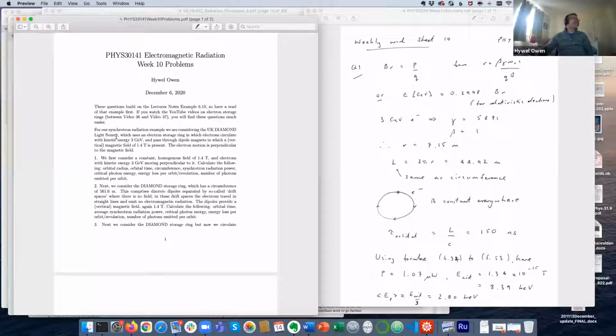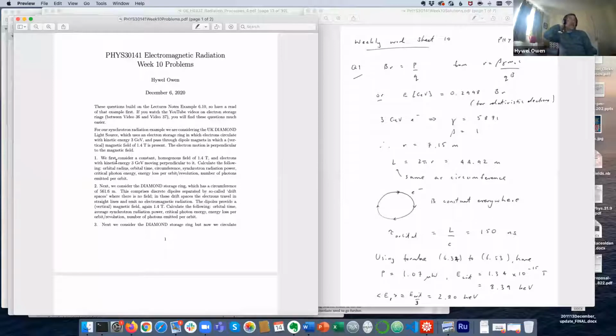Now in question 1, we're going to first consider a homogeneous field. Rather than a real electron storage ring, where I have dipole magnets which are separated and have drift spaces between them, and in those drift spaces there are also other magnets used for focusing, which we won't consider here, but those magnets give rise to very little synchrotron radiation. To begin with, we're going to think about a homogeneous field of 1.4 Tesla. So our first calculation is to see what's happening when there's a homogeneous field.